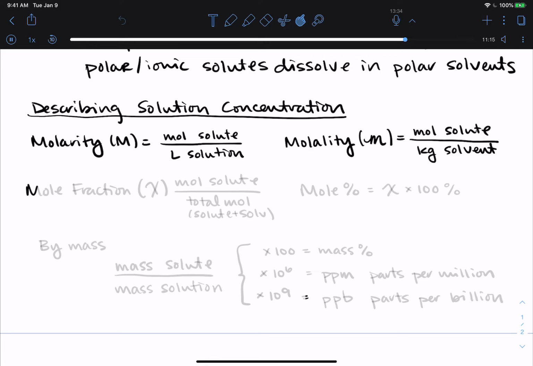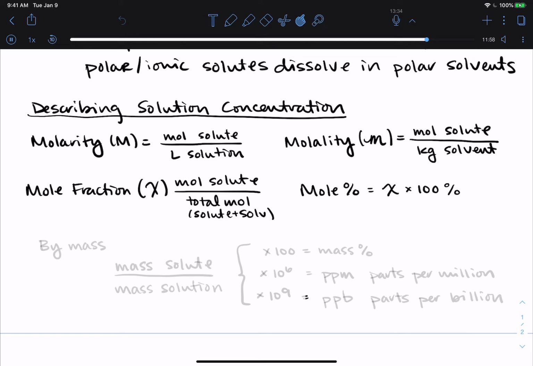Mole fraction is one that we have seen before. We use a chi for this, and it is moles of solute over total moles. Remember, this is solute plus solvent. And from the mole fraction, you can calculate a mole percent if you just take your mole fraction and multiply it by 100 to give you a percentage, because the mole fraction is going to come out as a decimal.